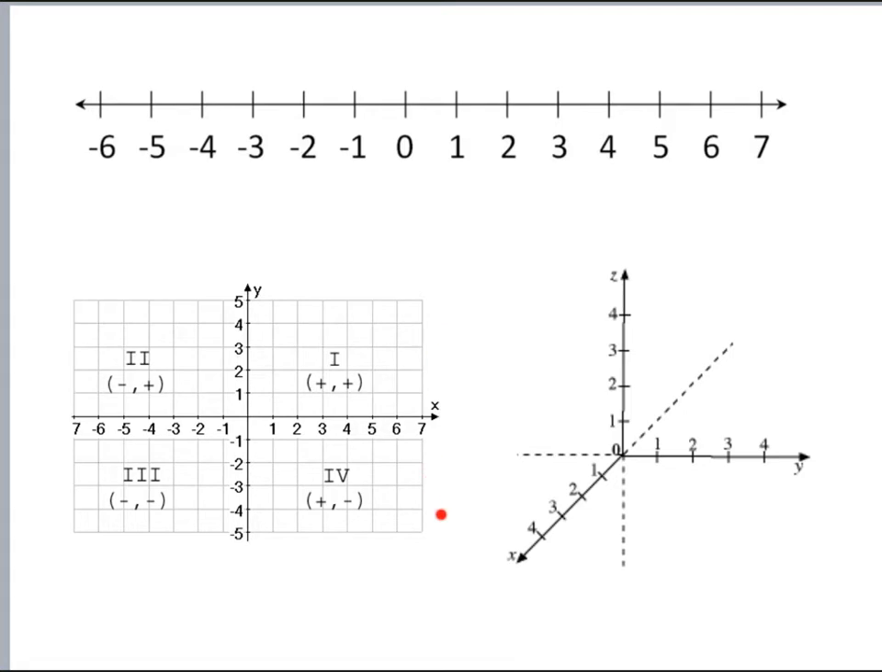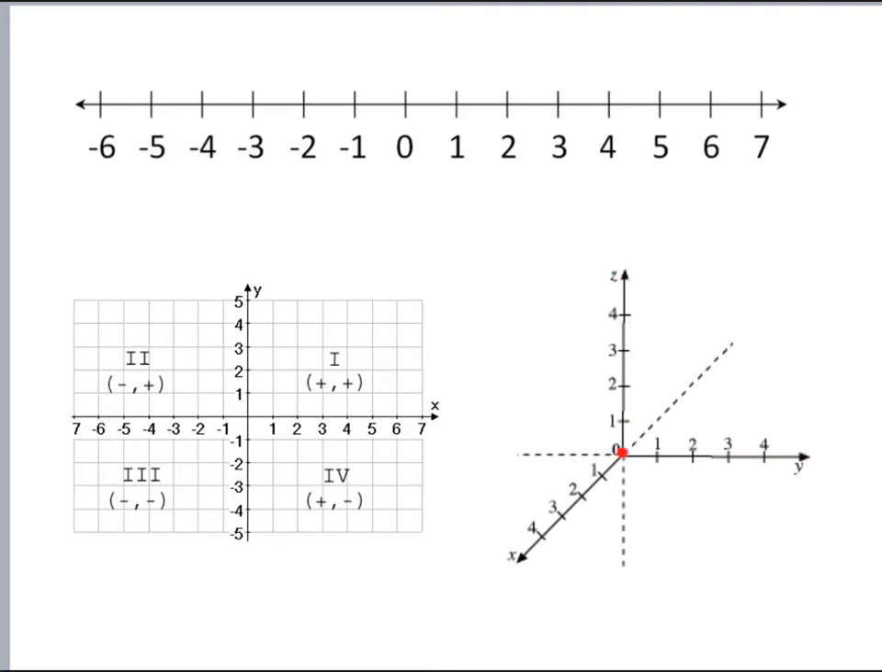Now, here's one that you may not have seen before. This is how you do it in 3 dimensions. And so you can see that we've got the x coordinate coming out of the page here, and then the y coordinate going left to right, and then the z coordinate going up.